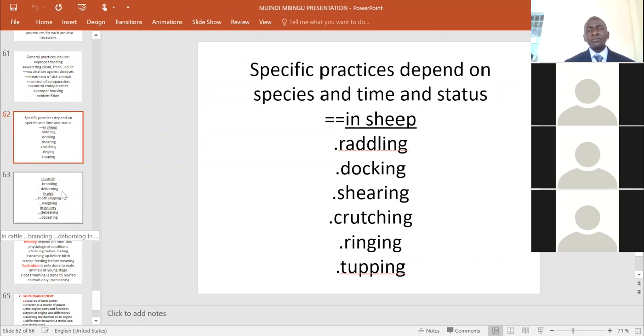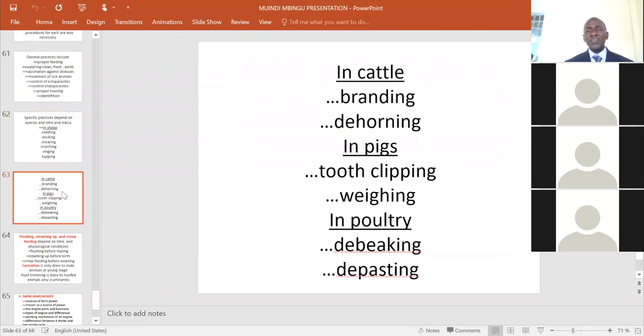In cattle, we have branding or identification. Dehorning is also done in cattle. In pigs, there is tooth clipping. There is weighing, of course, to determine the growth rate. In poultry, we have debeaking.